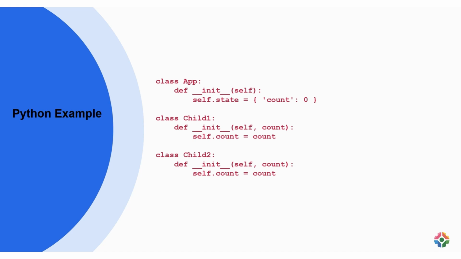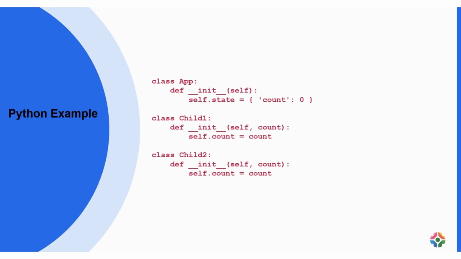For example, an instance of the app class would have a state attribute with count 0, while instances of Child 1 and Child 2 classes receive a count value upon instantiation. This structure demonstrates how attributes can be initialized within classes in Python.